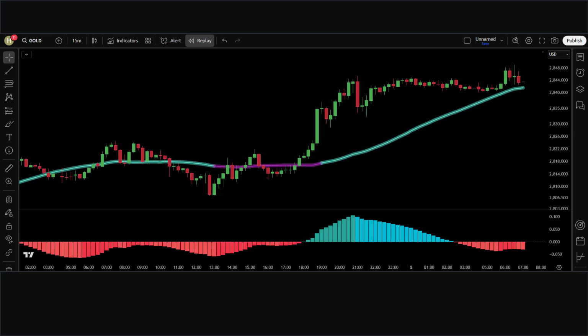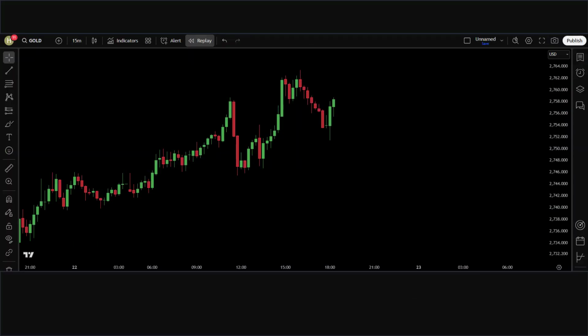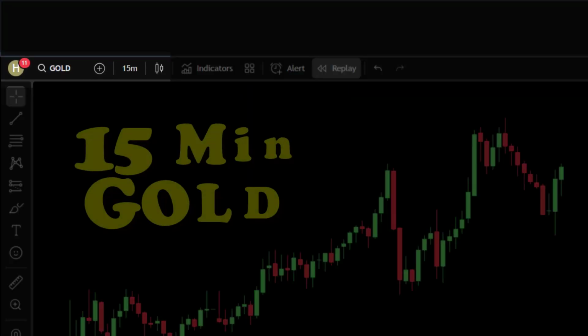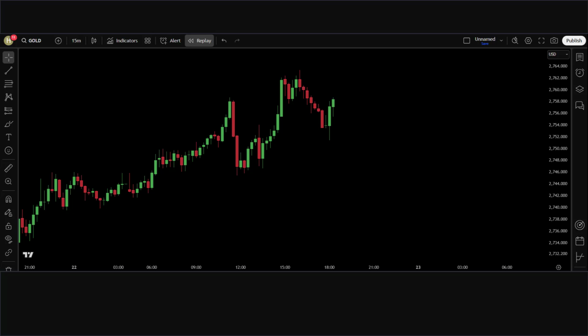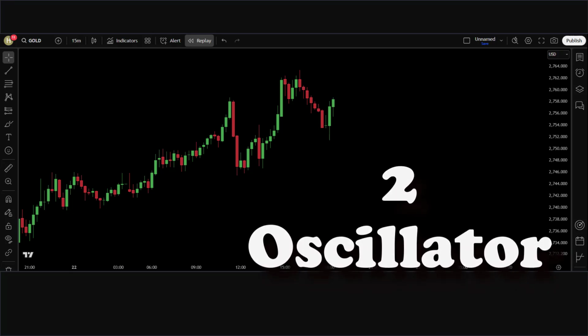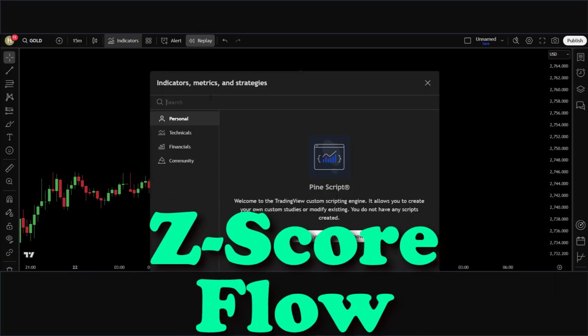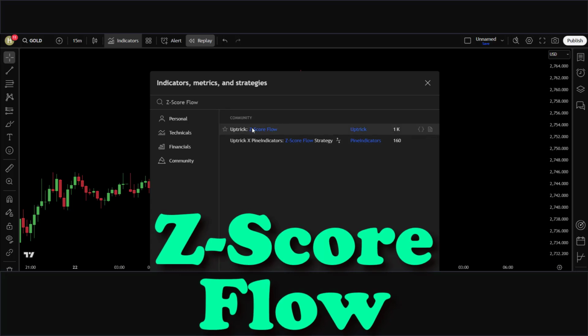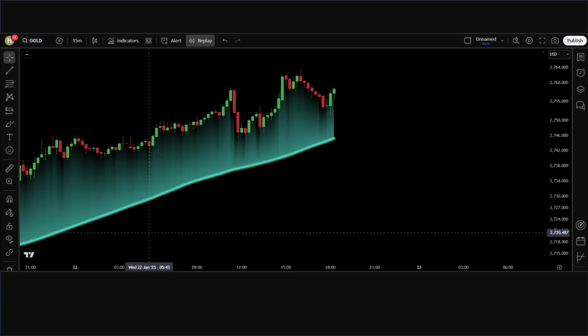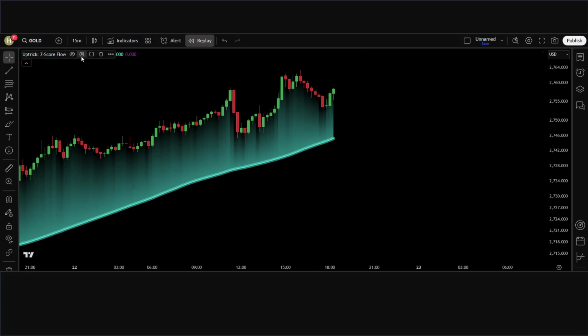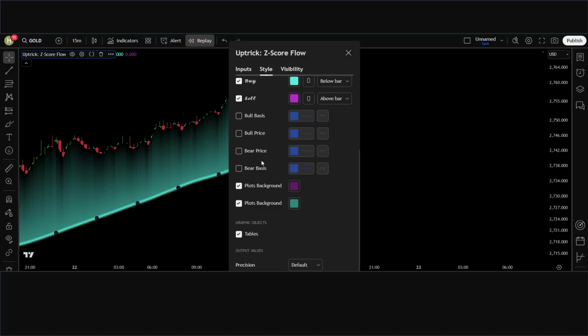Let's jump into the charts. Now let's create a trading setup. We are going to test this strategy on the 15-minute frame and gold chart. In this setup we would require two oscillators. First indicator name is Z-score flow. Keep the indicator setting as I have shown here.